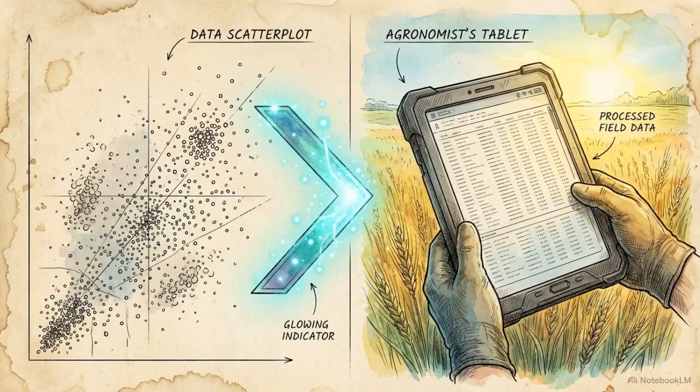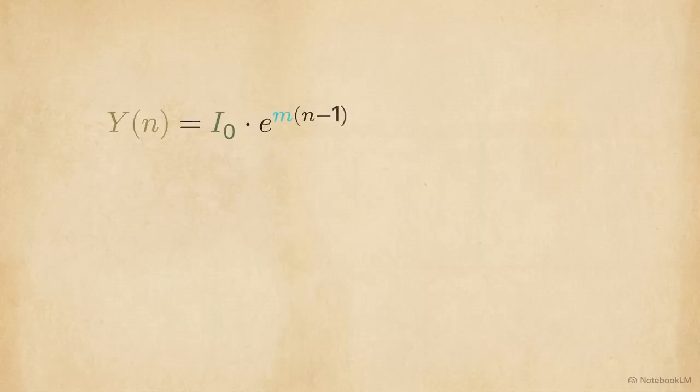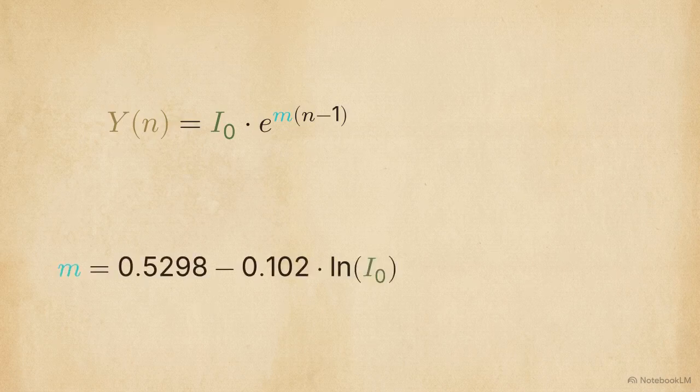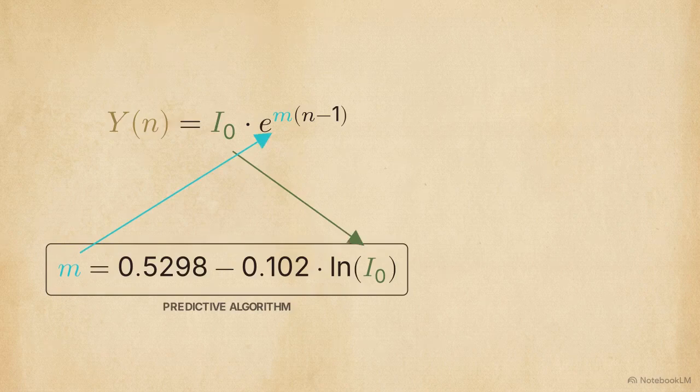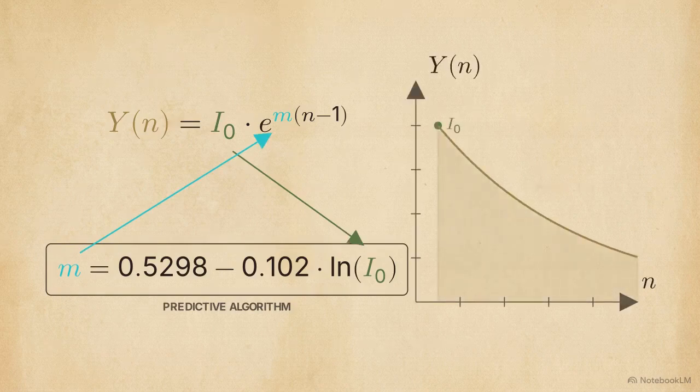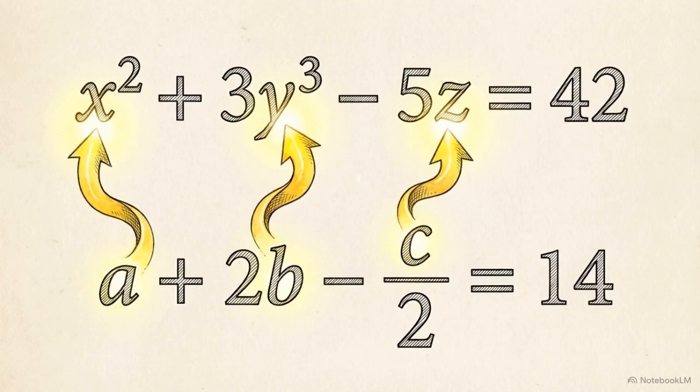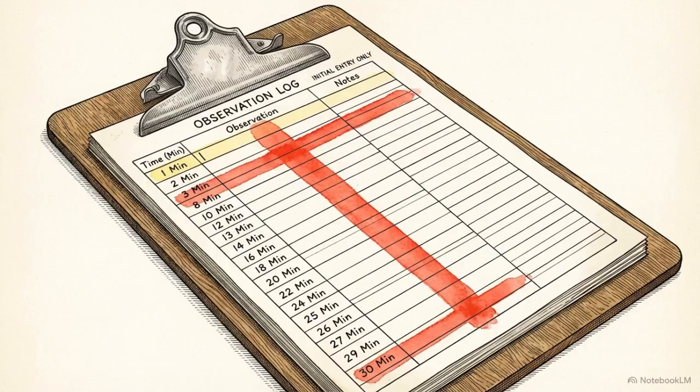The next step was translating the scatter plot into a functional equation for use in the field. The core model for the decay is y of n equals I0 times e to the power of m times (n minus 1). Below that is the logarithmic parameterization derived from the scatter plot, m equals 0.5298 minus 0.102 times the natural log of I0. Substituting the second equation into the first allows you to solve for the decay slope using only the initial intensity. This removes the need to physically measure the slope over multiple minutes.